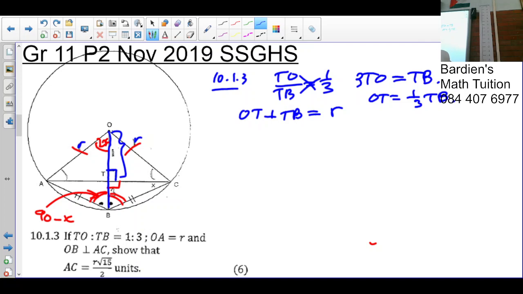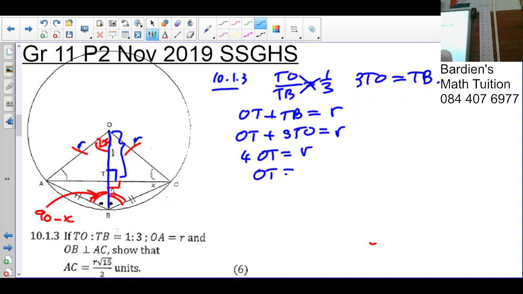I'm interested in OT. Let's go the other way around, so I'll skip that one. If TB is 3 times OT, then OT plus TB, which is 3 OT, is equal to R. So 4 OT is going to be R, and OT in terms of R is R over 4. Okay?